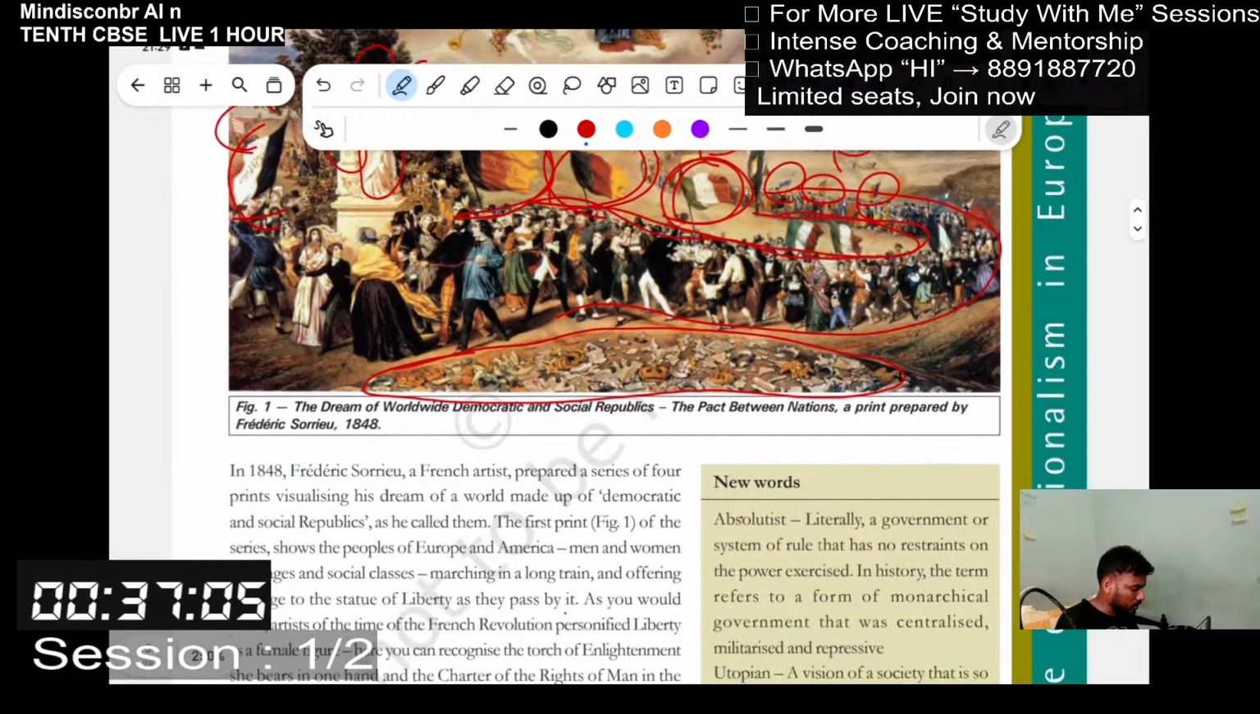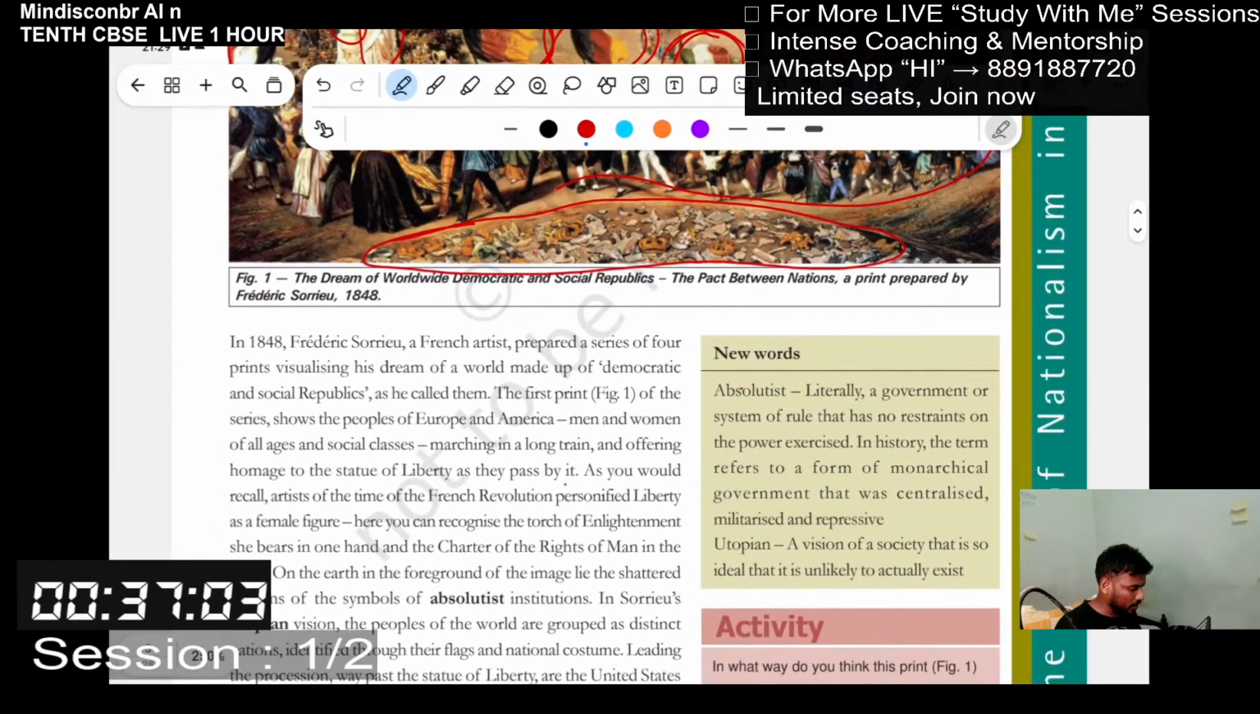Coming to the textbook. In 1848, Frederic Sorrieu, a French artist, prepared a series of four prints visualizing his dream of a world made up of democratic and social republics, as he called them. The first print of the series shows the people of Europe and America, men and women of all ages and social classes, marching in a long train and offering homage to the Statue of Liberty as they pass by it.